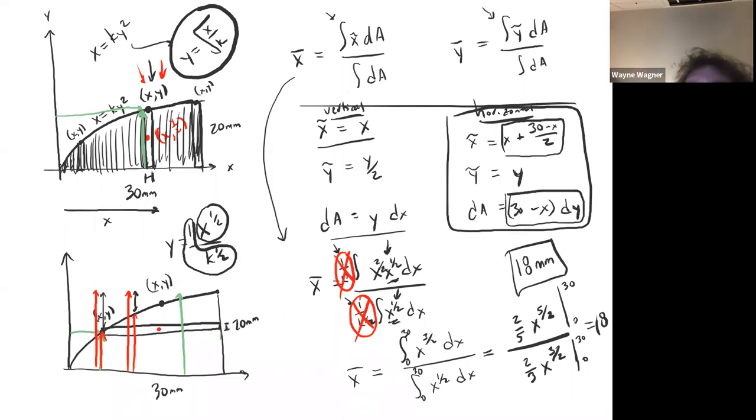Like it seems like, okay, well, this is 30 in the x direction total, so 15 would be a good guess, right? If we were to go halfway. But then there's more area on this side of 15 than there is on this side of the 15. So to shift it a little bit to the right would be a good guess.